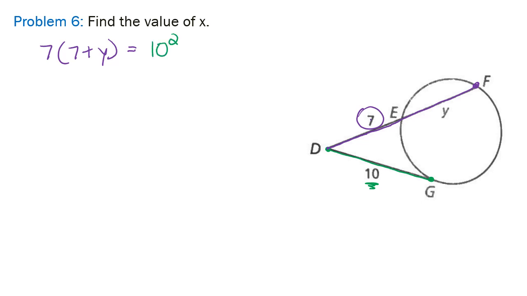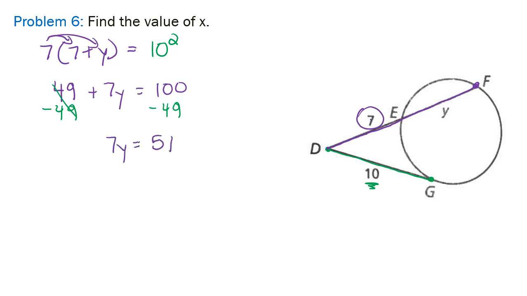We just go ahead and we follow our algebra. 7 times 7 is 49. 7 times y is 7y. 10 squared is 100. Subtract 49 over to the other side to get y by itself. And we have 7y equals 51. Divide both sides by 7, and y is 7.3 when rounded to the nearest tenth.